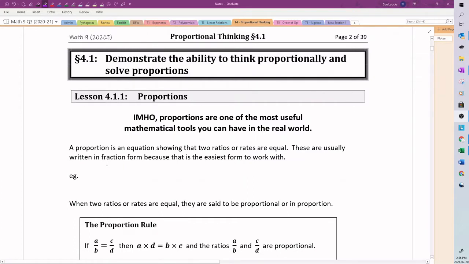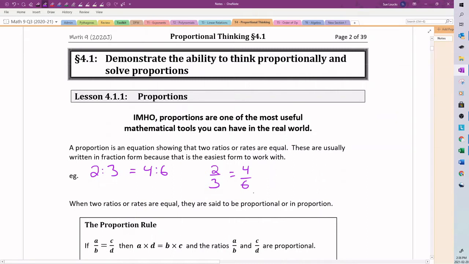A proportion is an equation where two ratios or two rates are equal. They're usually written in fraction form, but they don't have to be. So, for example, I could say that the ratio of 2 to 3 is the same as the ratio of 4 to 6, although I probably would write it as a fraction, which would be 2 to 3 equals 4 to 6. So that's a proportion.